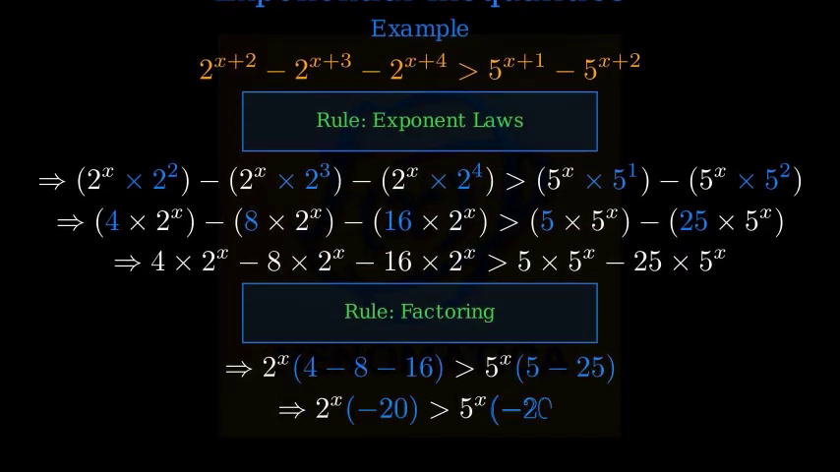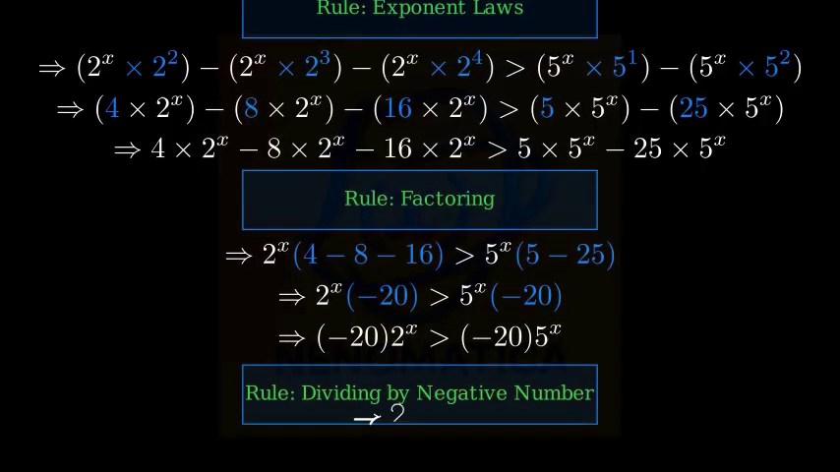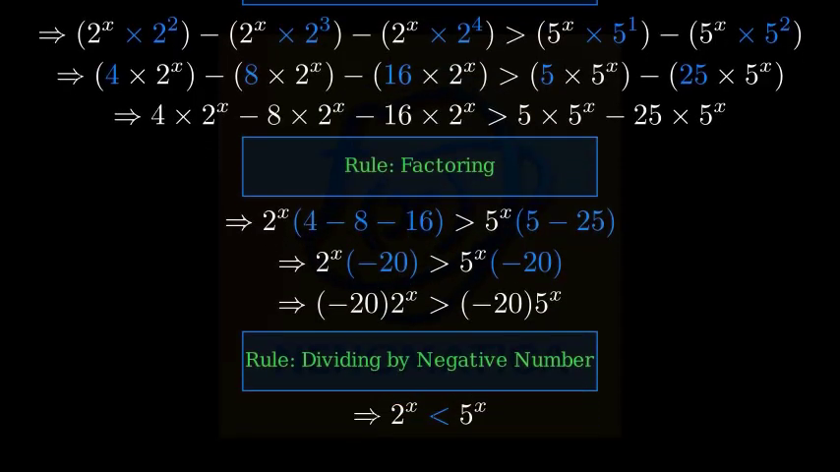Now, let's calculate the expressions inside the parentheses. On the left, we have 4 minus 8 minus 16, which equals negative 20. On the right, we have 5 minus 25, which equals negative 20. We can simplify this by writing negative 20 times 2 to the power of x is greater than negative 20 times 5 to the power of x. Now, let's divide both sides by negative 20. When we divide by a negative number, we need to flip the inequality sign. So our inequality becomes 2 to the power of x is less than 5 to the power of x.